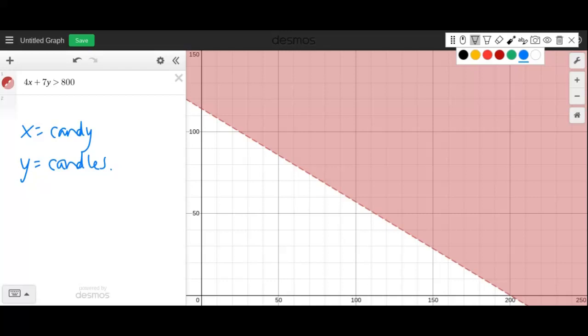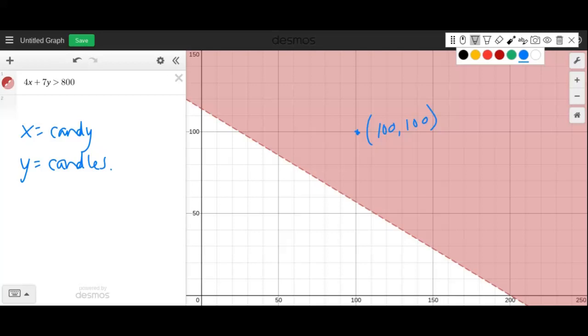Obviously, with shading, anything that's out in the shaded region is going to work. So if I just pick a pretty point, maybe this one right here, that's at 100, 100. There we go, our point right here. What that implies is that if the boys and girls sell 100 boxes of candy and 100 candles, then they will have more than $800, because it's in this shaded region, in the solution area.